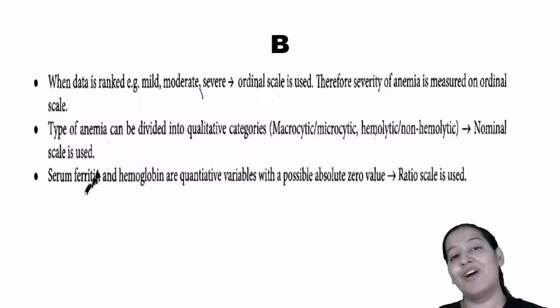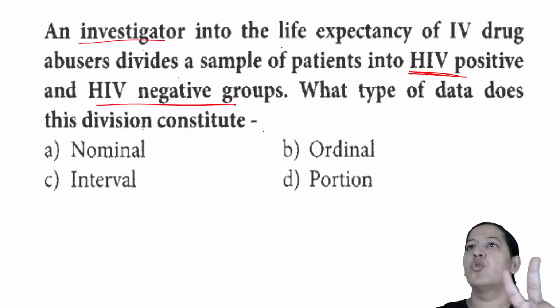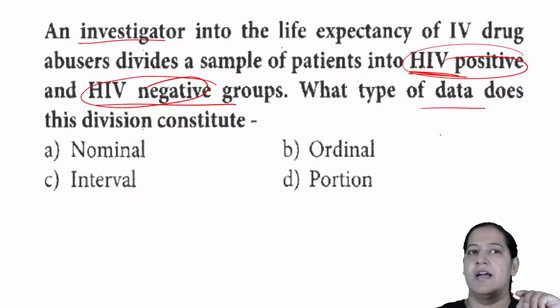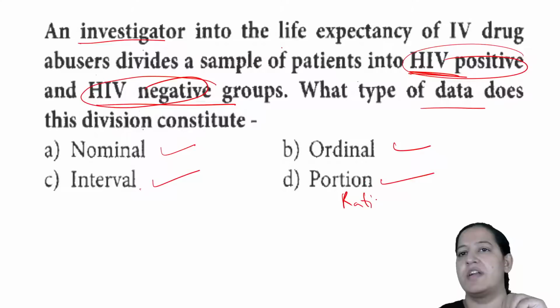This is the next question in front of you. Who will tell me the correct answer? An investigator into the life expectancy of IV drug abusers divides a sample of patients into HIV positive and HIV negative. So you have only two groups, either they are HIV positive or HIV negative. So which type of data is it? Is it nominal data? Is it ordinal data? Is it interval data? Or is it ratio data? Ratio is the other form of interval data. Which type of data is it?